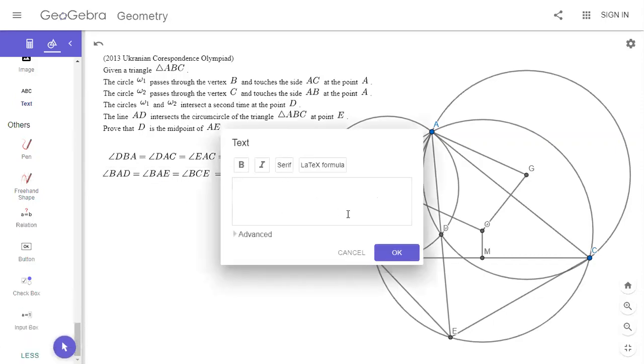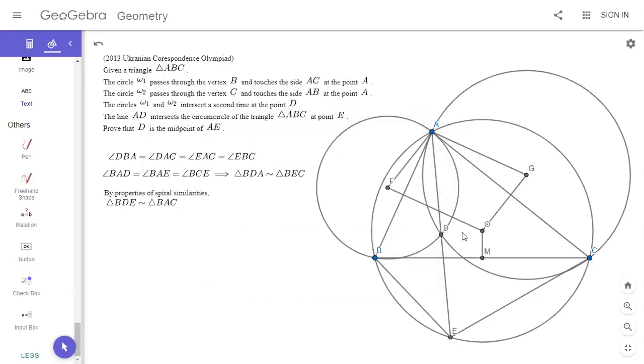And then by properties of spiral similarities, that means that BDE is similar to BAC. All right. And then also CDE is similar to BAC.